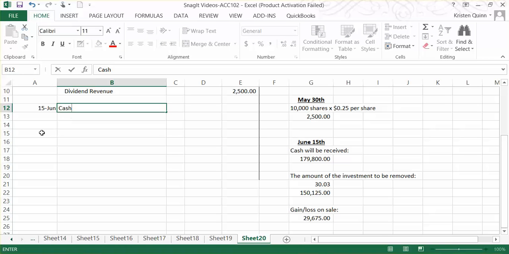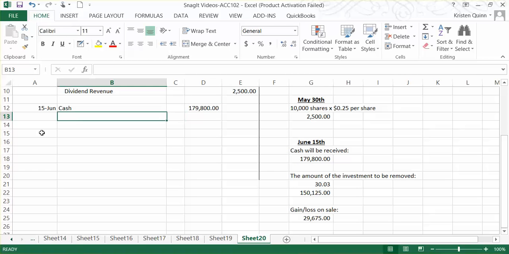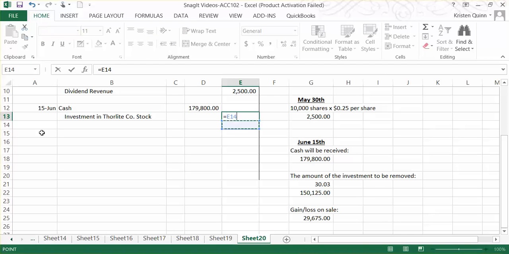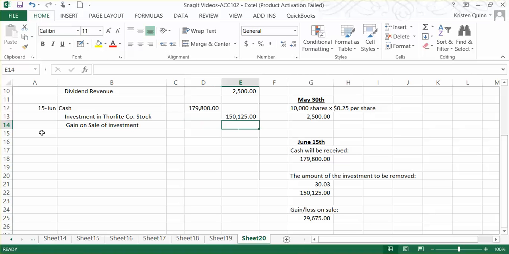We're going to receive cash. Again, the cash that we're going to receive is a total of $179,800. We are selling our investment in Thorlite Company stock. We're not selling all of it, but we are selling half. And that half accounts for $150,125. And we have a gain on the sale of our investment because we sold it for more than we had paid for it, in total of $29,675.